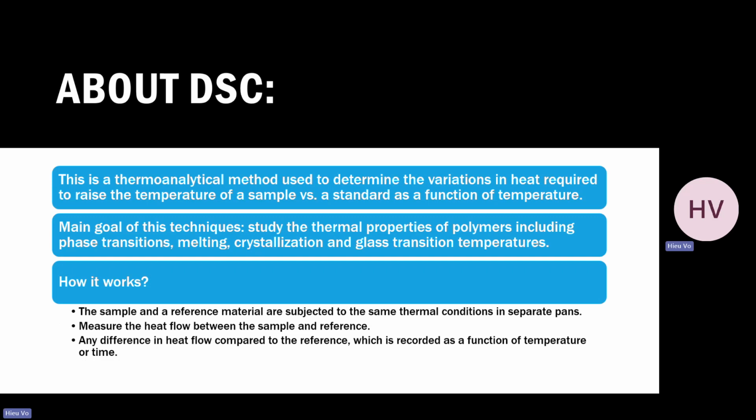So let's go to the first technique, DSC. DSC is a method to identify the variation in heat required to raise the temperature of a sample versus its reference as a function of temperature. The main objective of this technique is to study the thermal properties of polymer, including phase transition, melting, and crystallization.